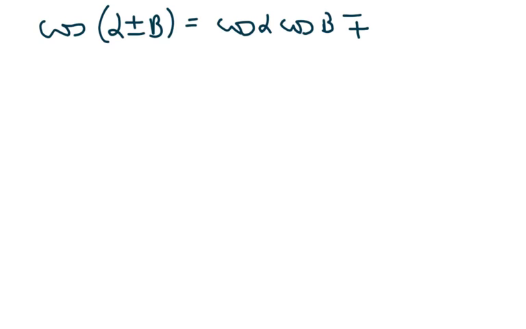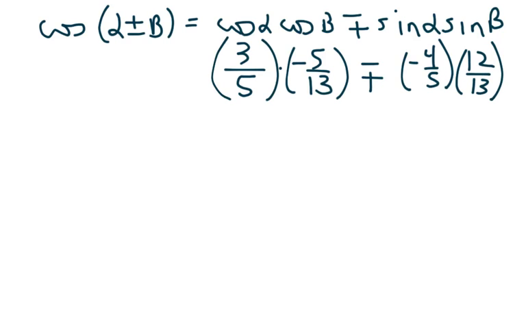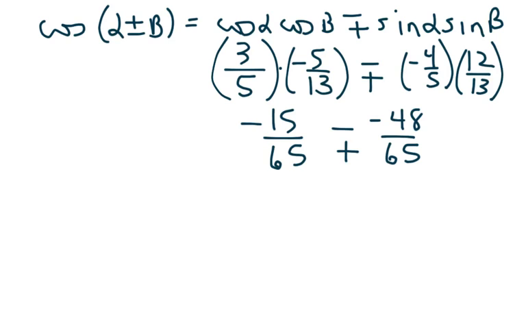So next we're going to move on to cosine. Cosine of alpha plus or minus beta equals cosine of alpha cosine of beta, minus plus sine of alpha sine of beta. Use substitution, and we know that cosine of alpha is 3/5, cosine of beta is negative 5/13, minus plus sine of alpha is negative 4/5, and sine of beta is 12/13. Alright, you can do it that way if you want. And this is negative 15/65 minus plus negative 48/65.